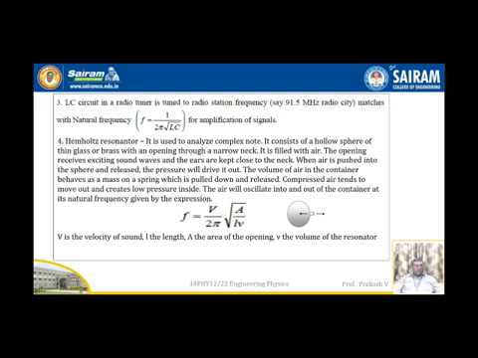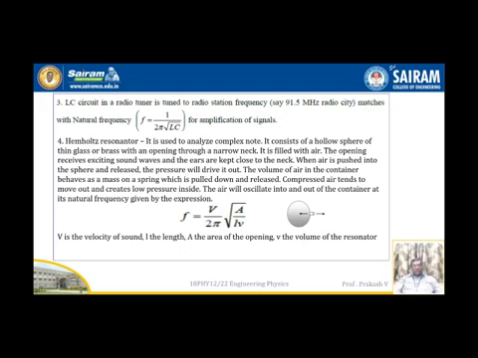Now the fourth one is Helmholtz Resonator. It is used to analyze complex notes. It consists of a hollow sphere of thin glass or brass with an opening through a narrow neck. It is filled with air. The opening receives exciting sound waves and the air is kept close to the neck. When air is pushed into the sphere and released, the pressure will drive it out.